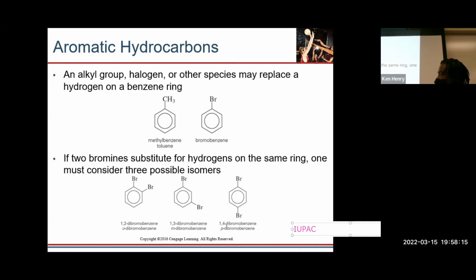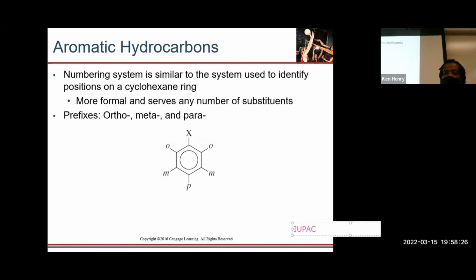So in the case of 1,4-dibromobenzene, we would call this p-dibromobenzene. That means para, across from each other. Okay. So ortho, meta, para. O stands for ortho. So here's the structure. If the next substituent is right next to it, it's called ortho. If the substituent is one away, it's called meta. If it's across, it's called para.